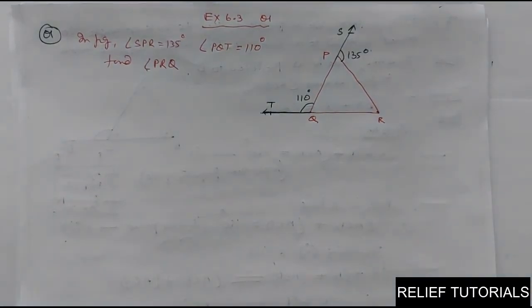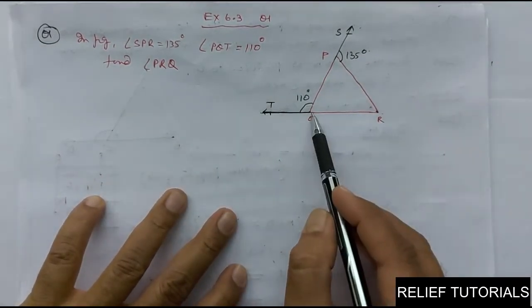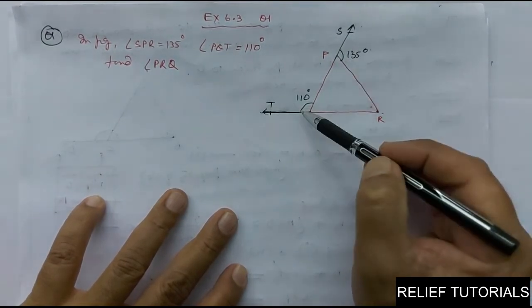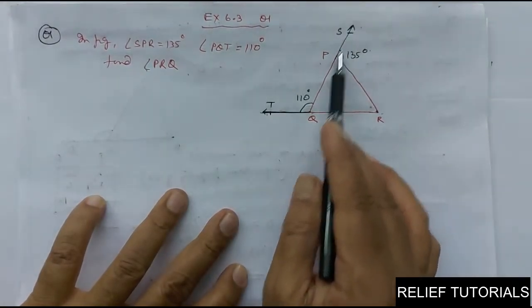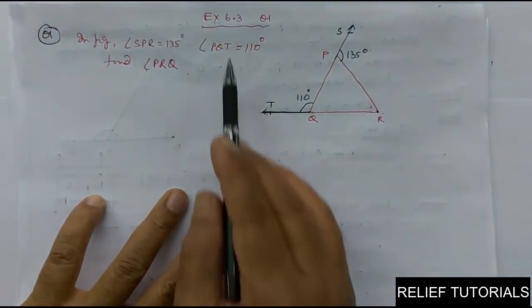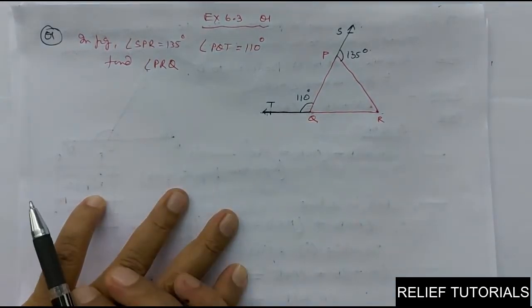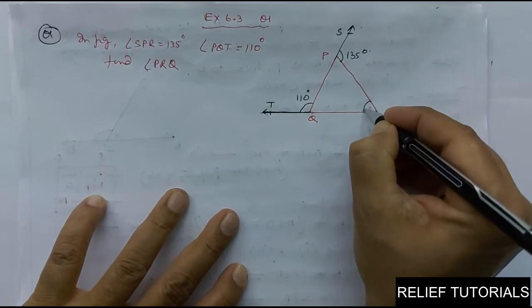See, exercise 6.3, question number 1. What is given in the figure? See in the figure, RQ is produced to T and QP is produced to S. So two exterior angles are formed here. Given angle SPR is equal to 135 and angle PQT is equal to 110. Then you have to find angle PRQ. This angle we have to find.